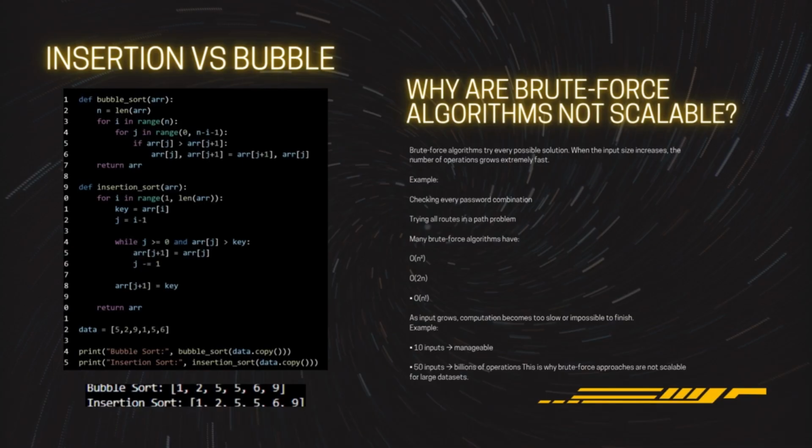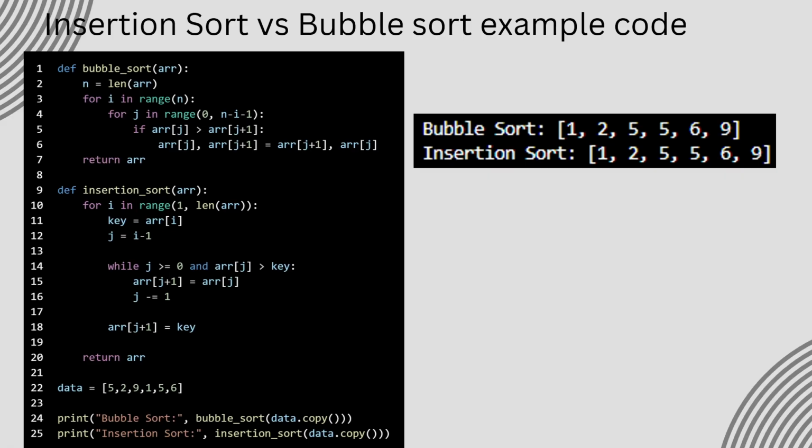The insertion sort versus bubble sort example code. Now sir, we have bubble sort and insertion sort. For bubble sort, the code first starts with the length of the list. It then uses two loops. The outer loop repeats the process while the inner loop compares adjacent elements. If the left element is greater than the right element, they are swapped. This continues until the list is sorted, and then the sorted list is returned.